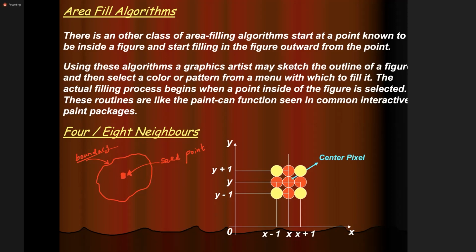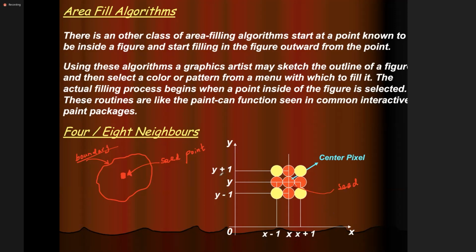Now here we have a certain pixel grid. How many pixels are there? 3 by 3, 9 pixels. Now assume the center pixel is the seed point. The algorithm has to decide whether to fill that pixel or not. That decision is taken by considering whether it is a boundary or not.